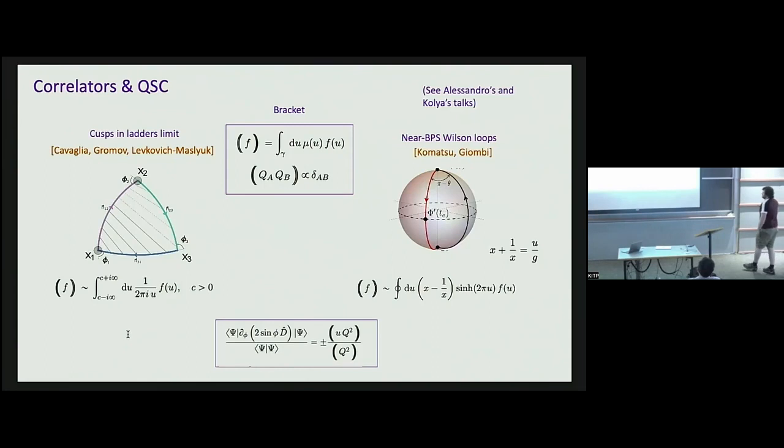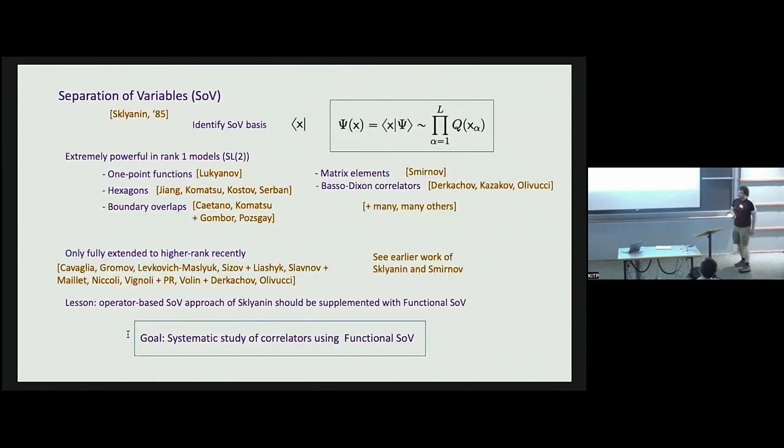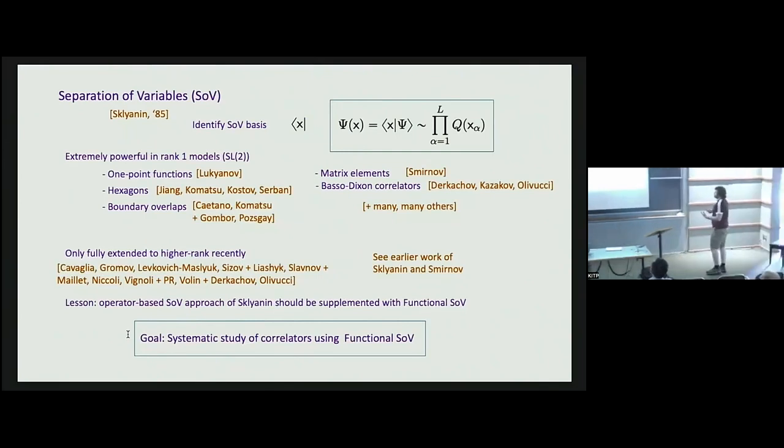So what we've kind of learned in the past couple of years is that this bracket is actually a natural object in what we call functional separation of variables. So what is more generally separation of variables? Well, separation of variables dates back to the works of Sklyanin in the 80s, who essentially said you should try to identify a certain coordinate system called SoV basis in the integrable model, where the wave functions of the theory factorize into very simple factors. And these simple factors are usually related to the Q functions of the model.